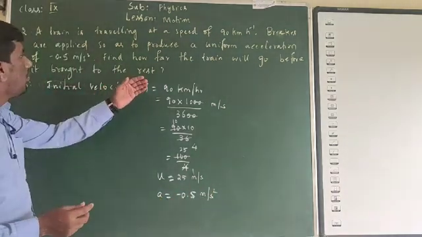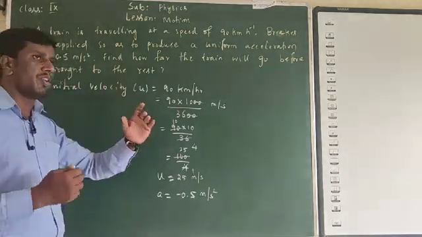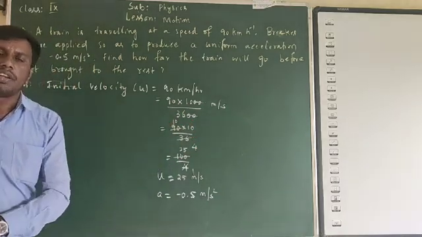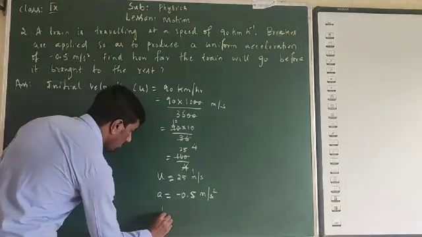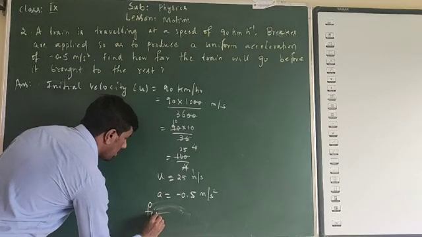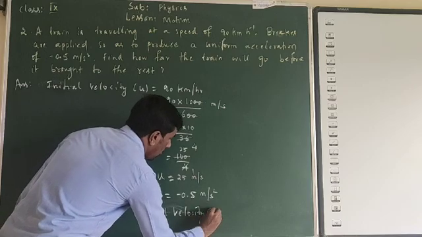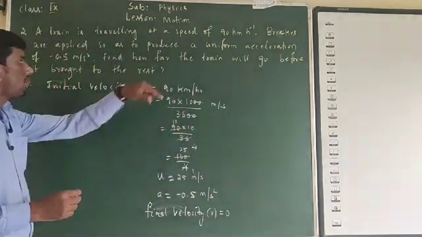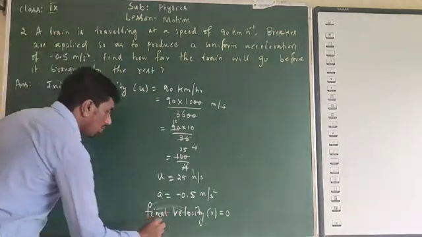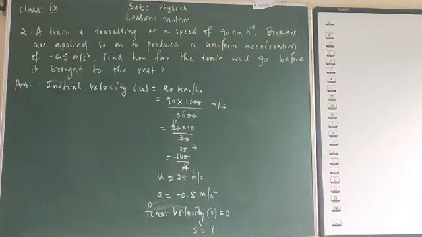Then how far the train will go before it is brought to rest? So it is at 90 km per hour. By applying the brake, we will be bringing the vehicle to rest. Now what is the final velocity? Final velocity will become 0 because we will be bringing the object to rest. So final velocity v is equal to 0. Okay. Then what we need to find out? How far the train will go before it comes to rest. So this distance traveled will be the question mark.